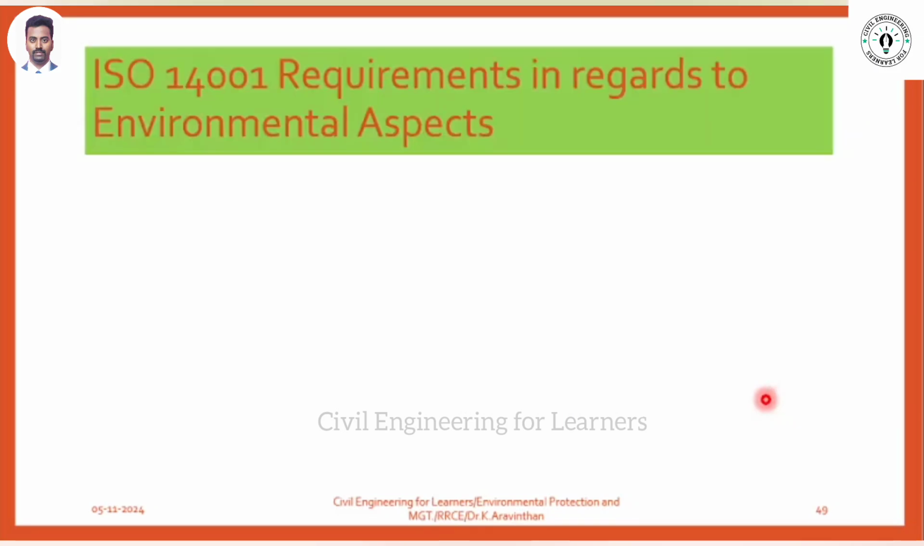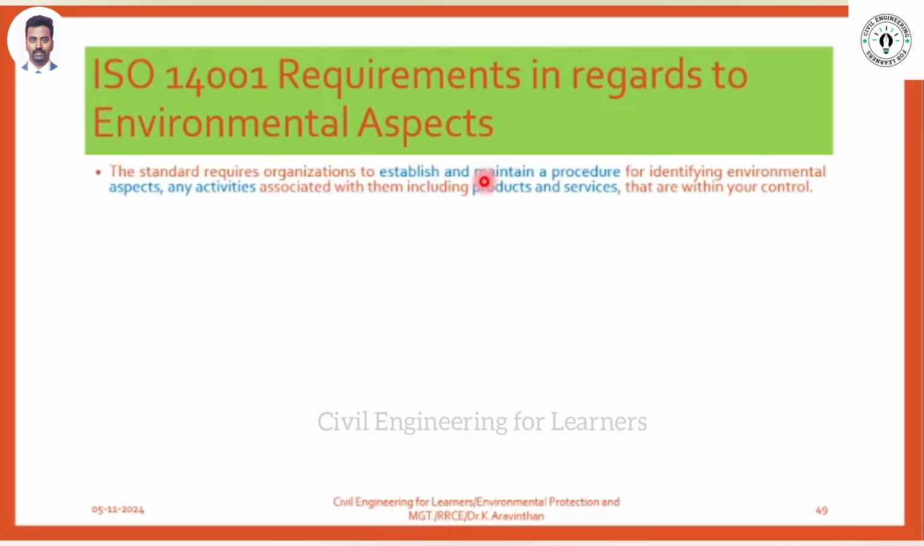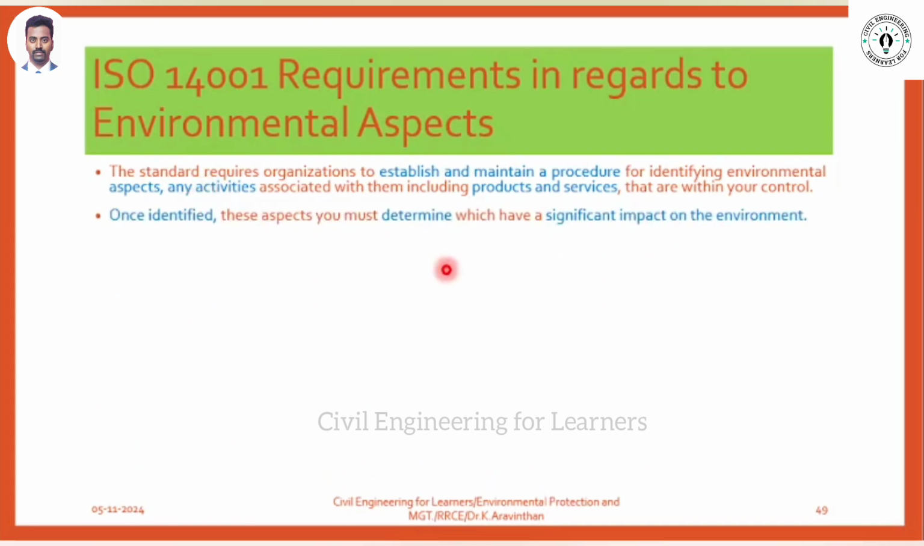Now ISO 14001 requirements for environmental aspect. A company wants to have a positive aspect. What do they have to do? They have to establish and maintain a procedure. What procedure do they have to maintain? Regarding products and services, whatever they do, they have to monitor. First thing. Next thing is identify and determine significant impact on environment. Once aspect is determined, impact can be found out.